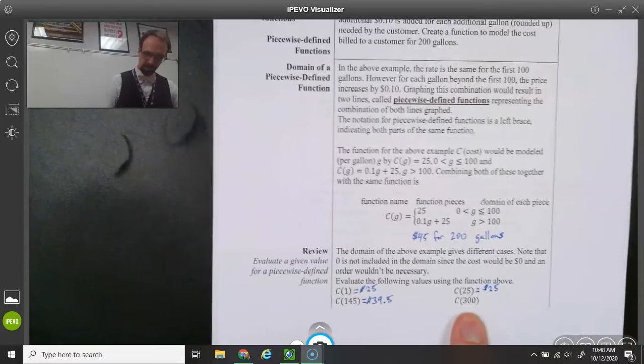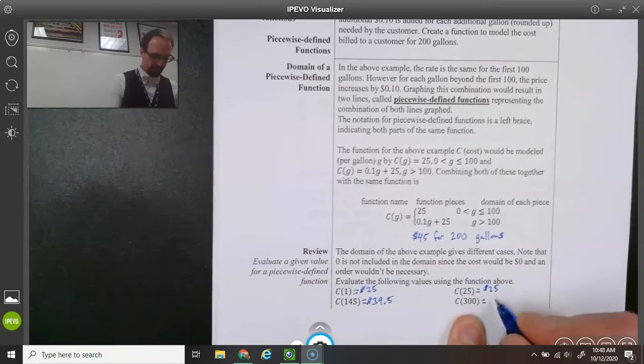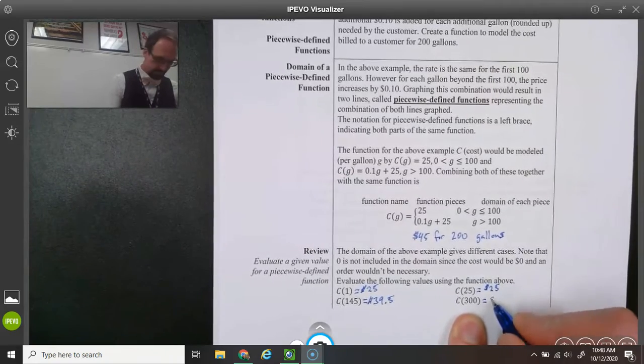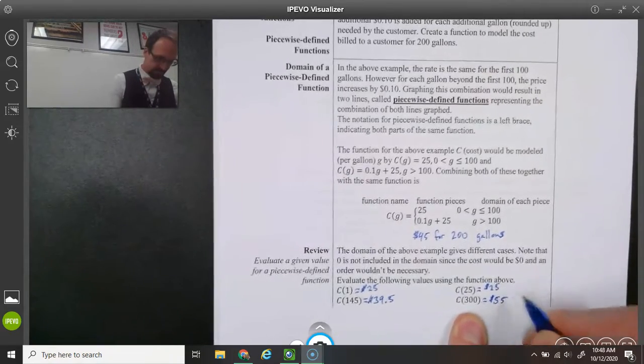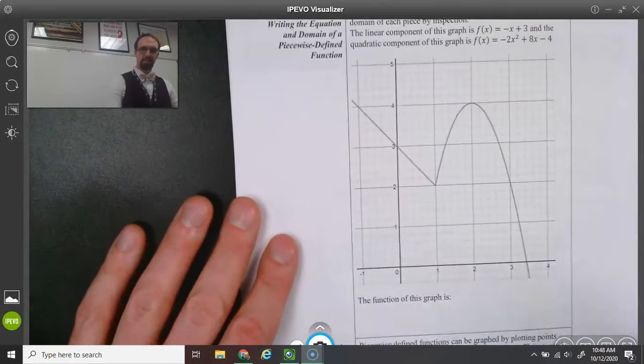And then 300 times 0.1, then add 25 and you get 55. So these are the different amounts. Join me in the next video as we talk about example 1.